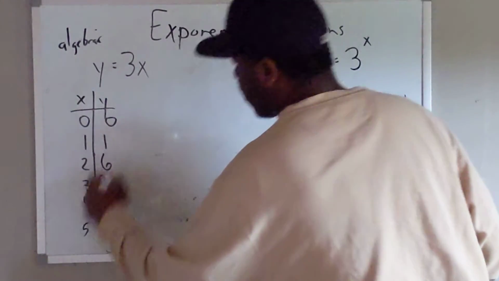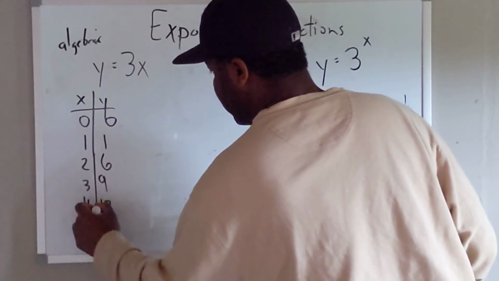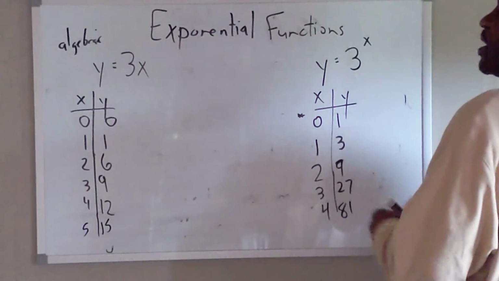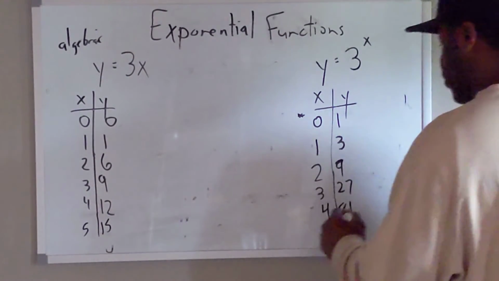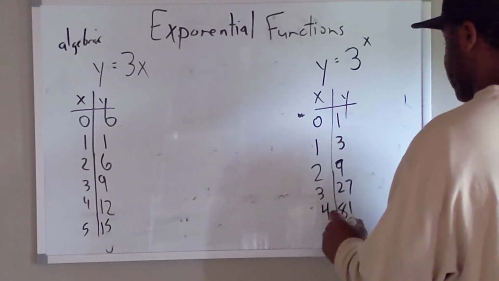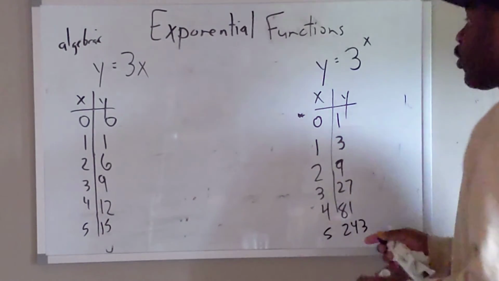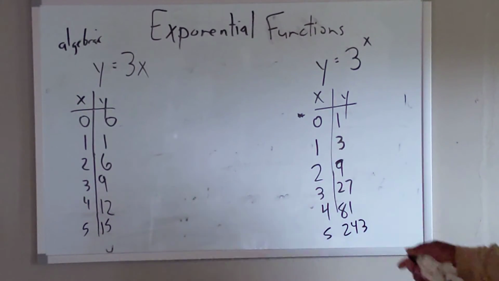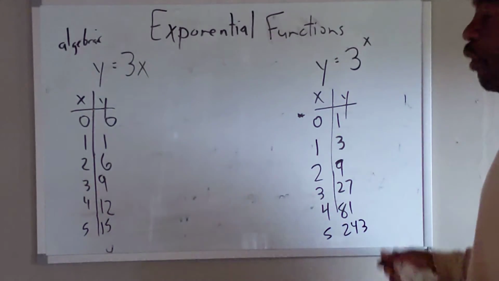Let's add 1 to it. 3 times 5 is 15. You can see it's just increasing by 3. 3 to the fifth power is 243. So that's how we can see that different level of growth right here.